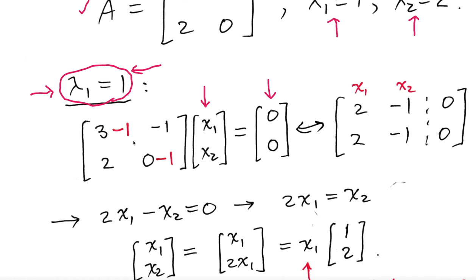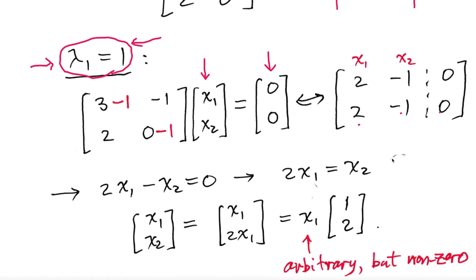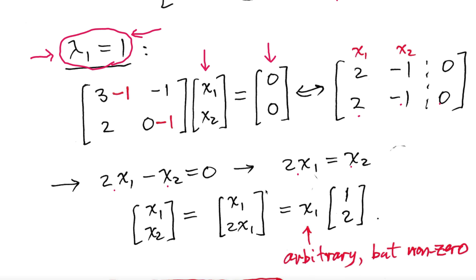So anyways, when we subtract this off, we get 2, -1, 0, 2, -1, 0. The second row is redundant, so let's just see what we conclude here. This statement would be 2x1 minus x2 is 0. This would mean that 2x1 is x2. Now, our eigenvector was x1, x2, that's what we were calling it.